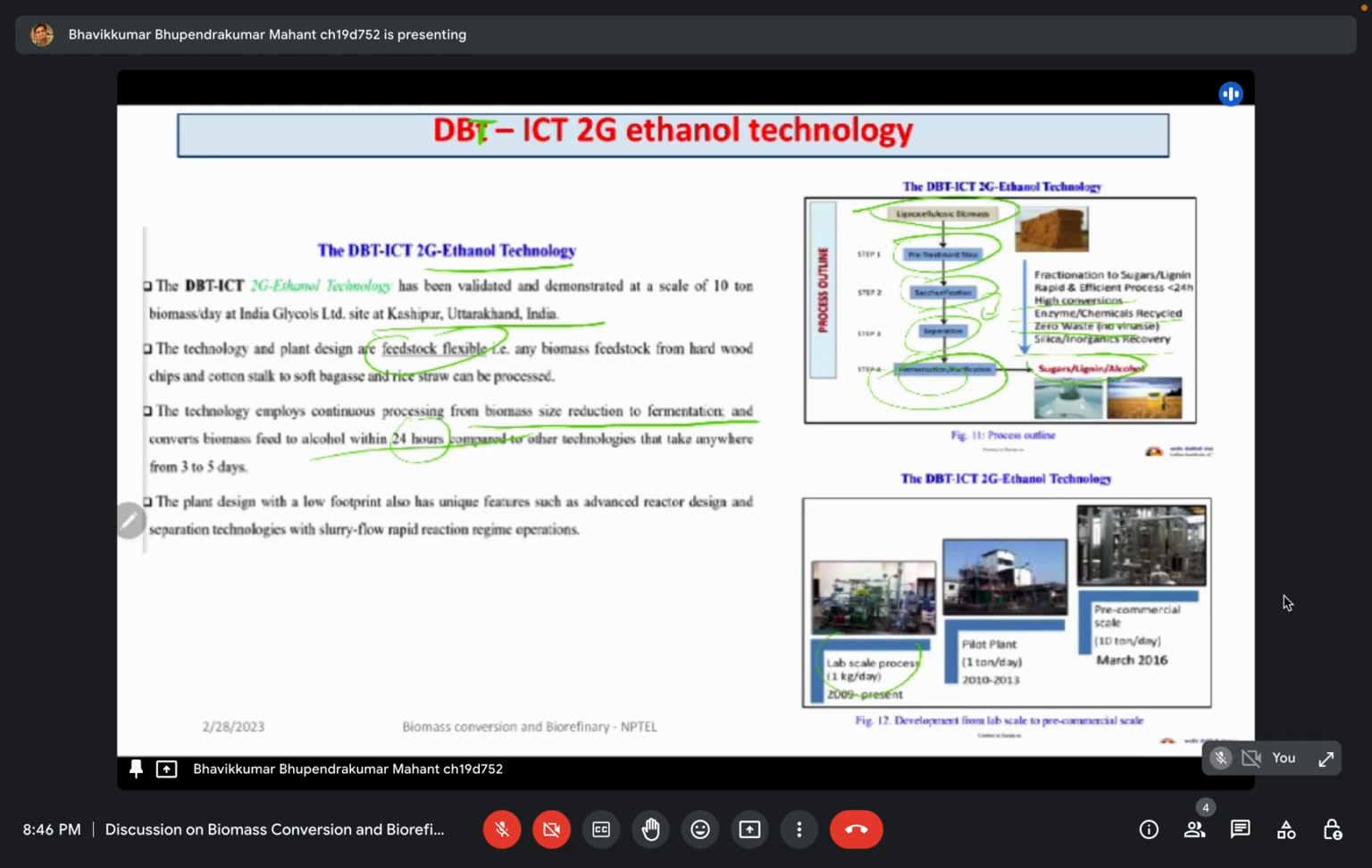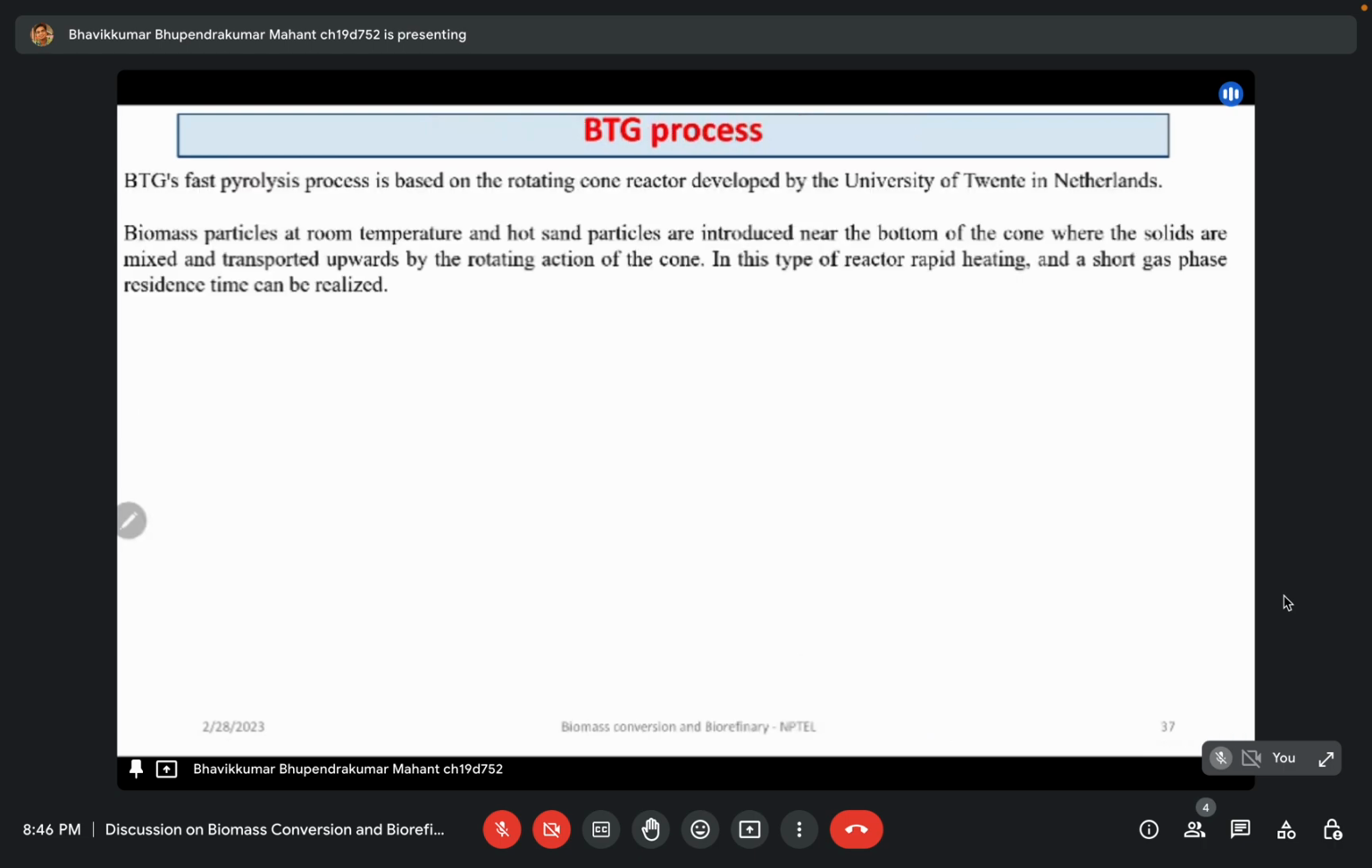So this is the bench-scale process which we developed, 1 kilogram per day, from 2009 to present, which is still working. The pilot is 1 ton per day, and the commercial stage is 10 tons per day, which we developed in March 2016. The other is the BTG process.